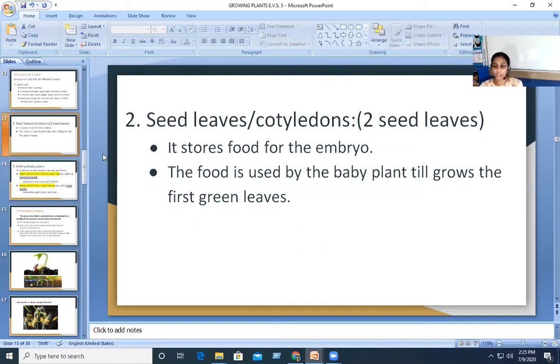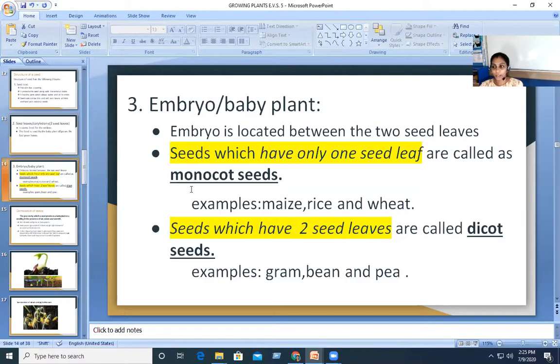So cotyledons, if two leaves are there, we call them cotyledons. And then the embryo, or baby plant. So what is this embryo? Embryo refers to the baby plant. Where is the embryo located? The embryo is located between the two seed leaves.